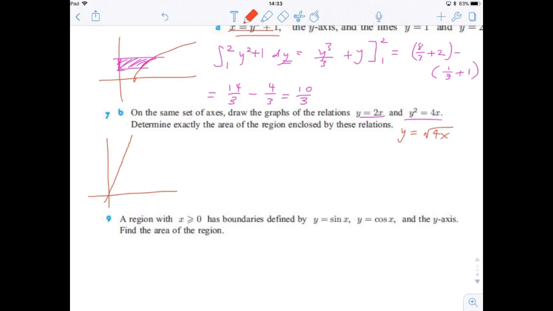And it says to draw the graphs of the relations because actually, if we want to be pretty accurate about it, we would need to put plus or minus square root of 4x when we find the function with y on the left. And so basically that gives us a sideways parabola, right? Kind of like that. And we're only going to need half of it, but let's see which half we're going to need. Determine exactly the area of the region enclosed by these relations.